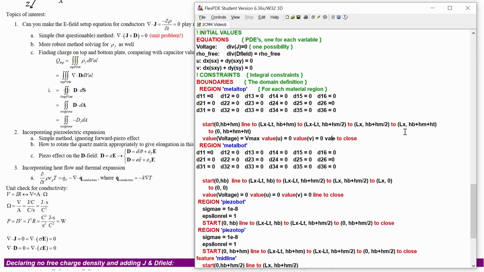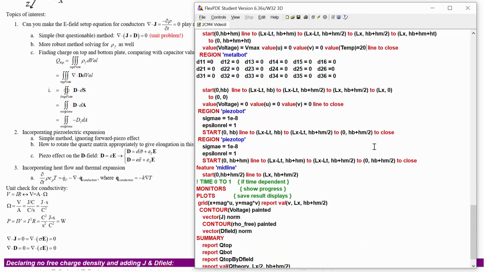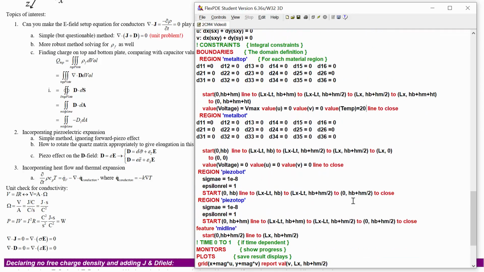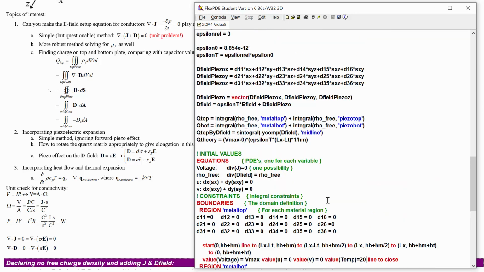We'll say that the value, whoops, erased some stuff. That's with the insert key. Insert toggles whether typing will erase things or insert into where you left some space. So if you ever find that you're typing over, the reason is probably that you accidentally hit the insert key, just in case you weren't clear on that. So value temp is equal to 20 on this top edge. And yeah, we can just leave it like that for now.